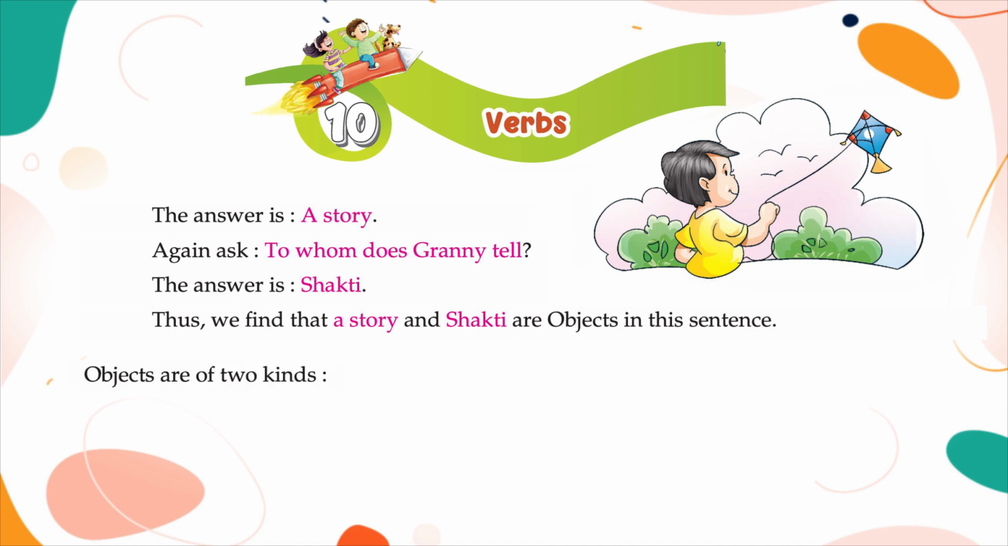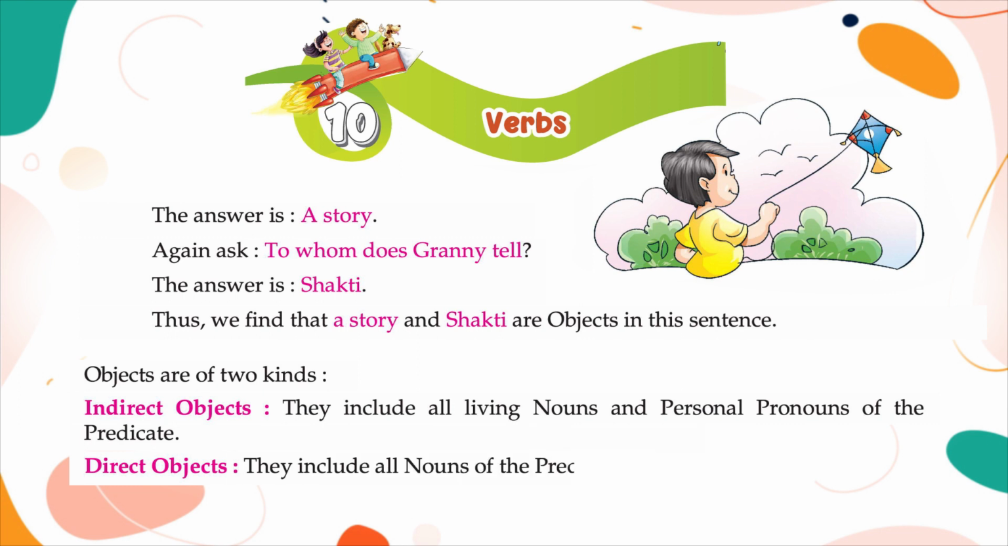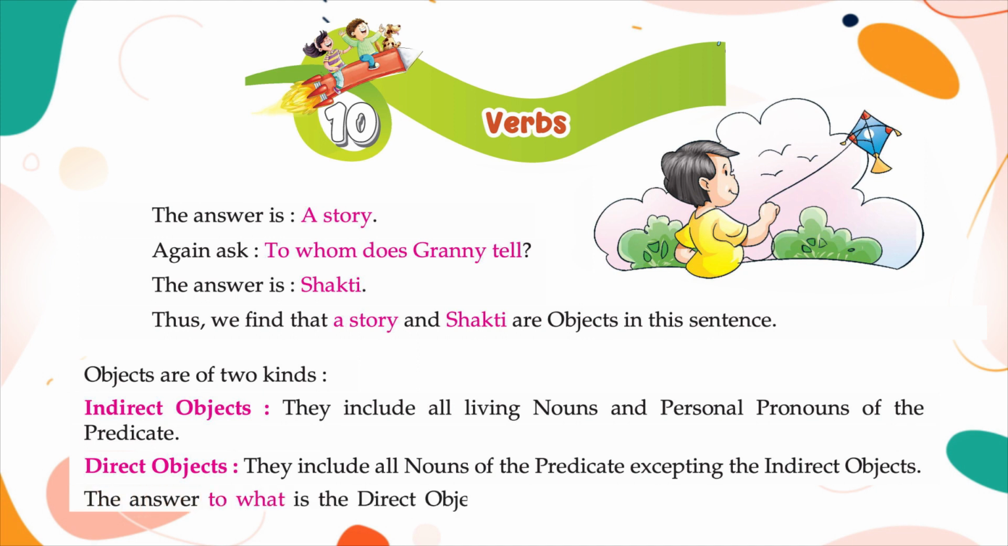Objects are of two kinds. Indirect objects. They include all living nouns and personal pronouns of the predicate. Direct objects. They include all nouns of the predicate excepting the indirect objects. The answer to what is the direct object and the answer to whom is the indirect object.